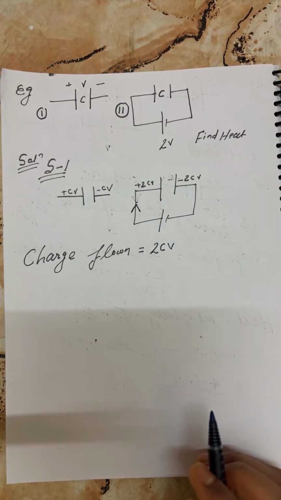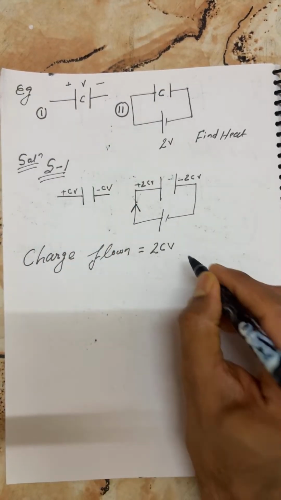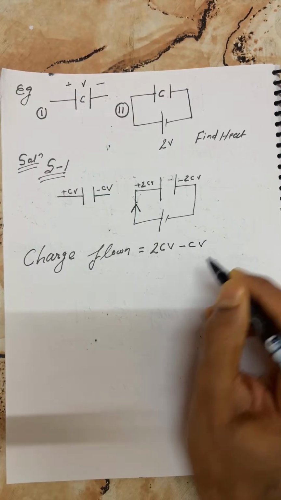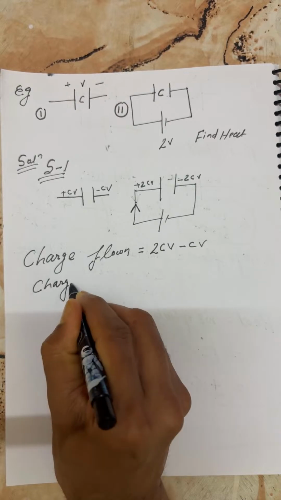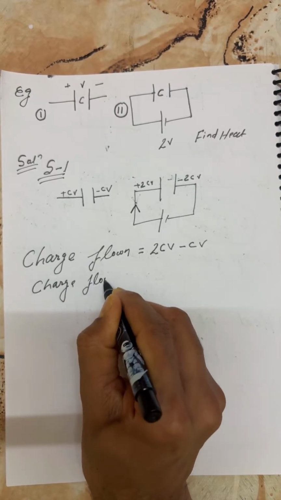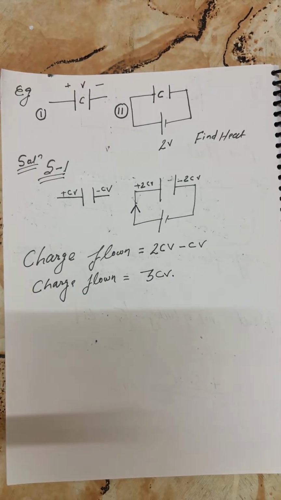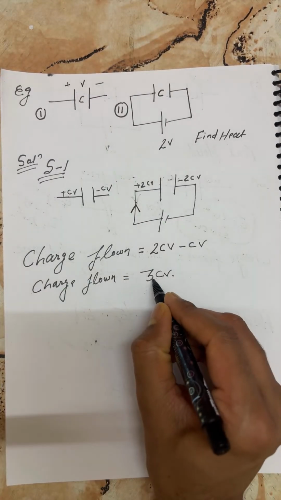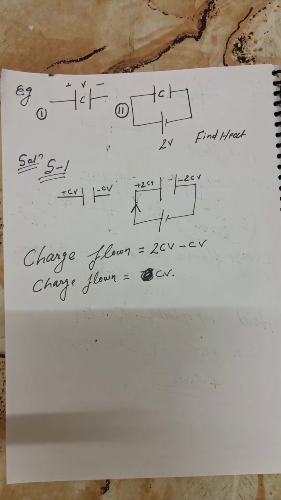2CV. This is what? You can say 2CV. What is the initial charge? So you can say minus CV. So what is the charge flown? Charge flown, which is equal to... sorry, my bad, 2CV minus (-CV), it's 3CV only. So charge flown through the battery, students, that is 3CV.